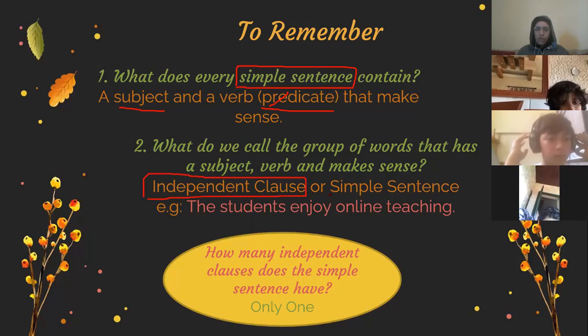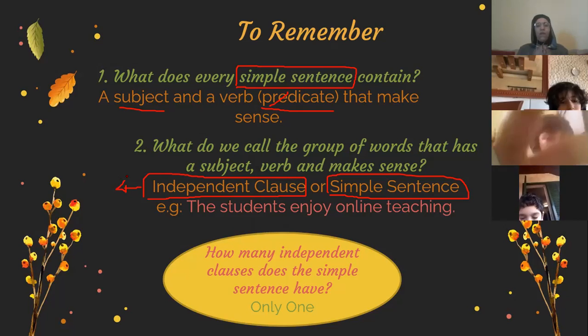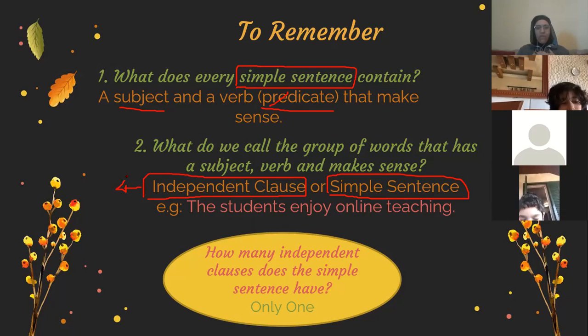Independent clause or simple sentence. So we can name it both ways. Independent clause or simple sentence. From the word independent, when I say independent, I mean something that can stand alone, something that does not need help. There is no need to add anything to it to be complete. For example, I am an independent human. I am an independent girl. I do not need help from anyone else. I do not need anything to be added to me.